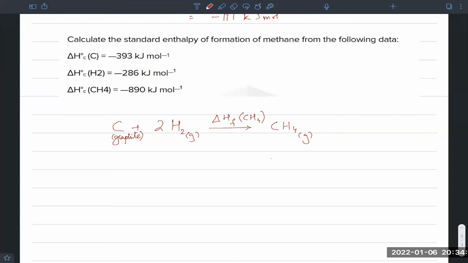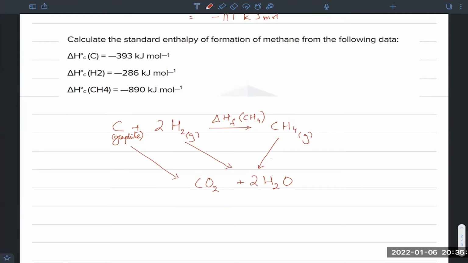So they're technically asking us to draw a Hess cycle using the combustion equations. All right. So if I burn carbon, I get carbon dioxide. If I burn hydrogen, I get water. If I burn methane, I get carbon dioxide and water. And because I'm burning 2 moles of hydrogen here, I will get 2 moles of water here. Now, I did not write oxygen anywhere.